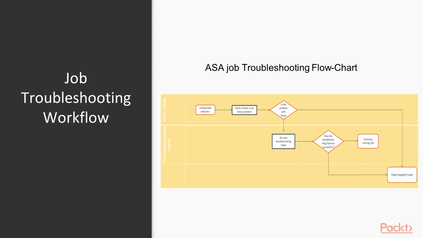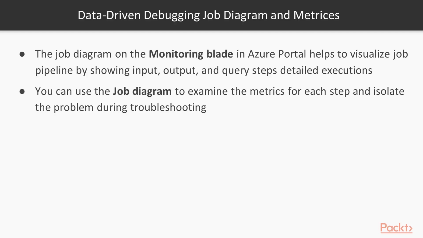Then you can open a support ticket. On the right-hand side of the screen you can see the Stream Analytics job troubleshooting flowchart. The job diagram in the Azure Stream Analytics job monitoring section also provides detailed monitoring, visualizing the job pipeline by showing the input, output, and query steps with detailed execution.